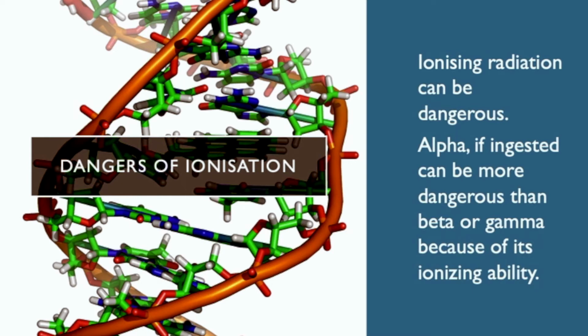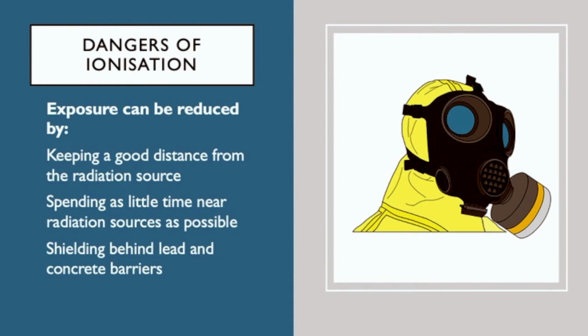But if that somehow gets into you, if you ingest it, or if it goes near to your eye or something like that, then it can be quite dangerous because it is so strongly ionising. Exposure to radiation can be reduced by keeping a good distance from the radiation source, spending as little time near radiation sources as possible, and shielding behind lead and concrete barriers.